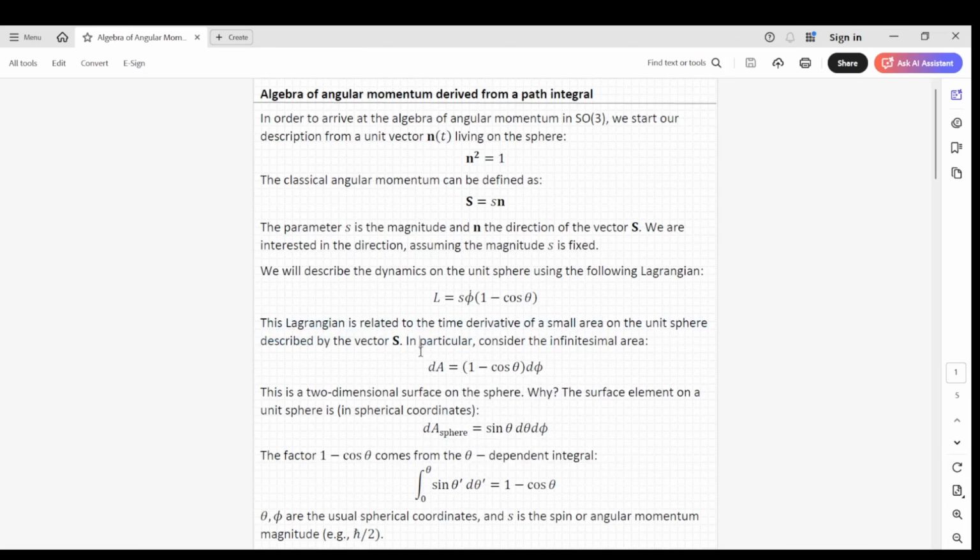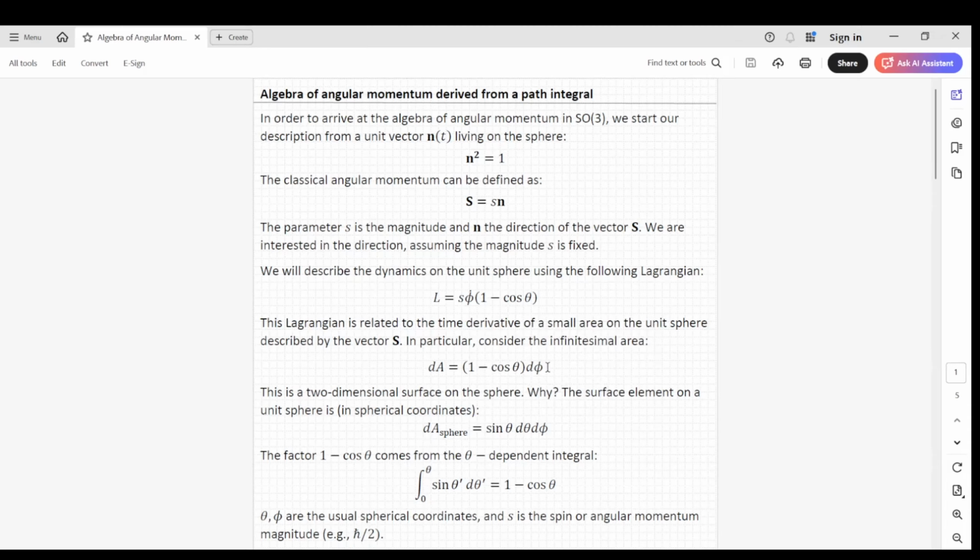So let me explain it. In particular, we want to consider the infinitesimal area dA equal to (1 minus cosine theta) d phi. As you can see, if you multiply this Lagrangian by the infinitesimal time dt, we have phi dot, which is d phi over dt, so we get d phi, right? So this is an infinitesimal area. Basically, it is just the Lagrangian multiplied by dt divided by s, but s is not important, it's just a constant in this case. And this is a two-dimensional surface on the sphere.